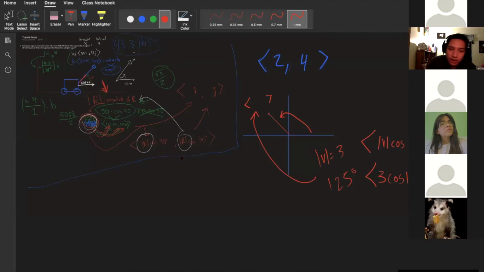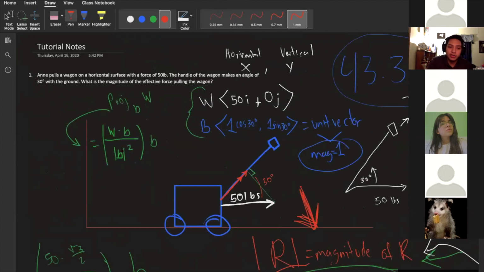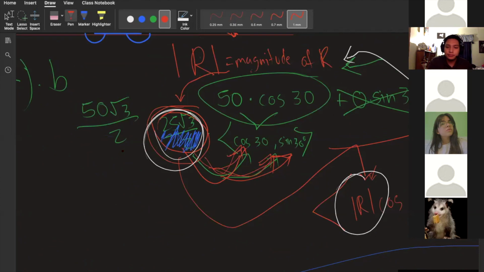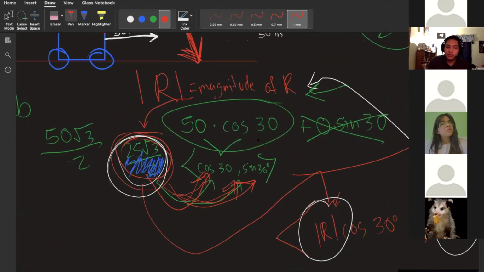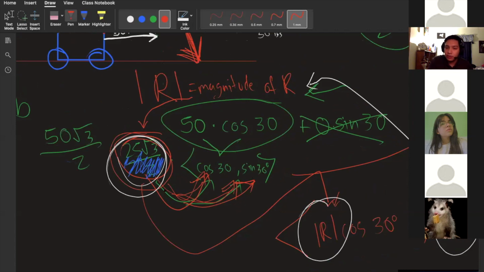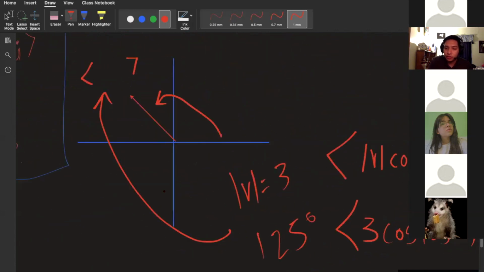So that's why, when we're focusing on this over here, I keep telling you that if I wanted to find the component form of r, then I would be using this formula over here.